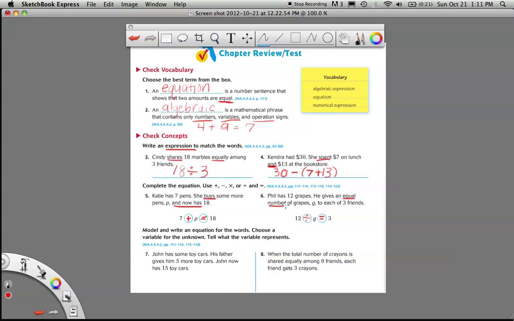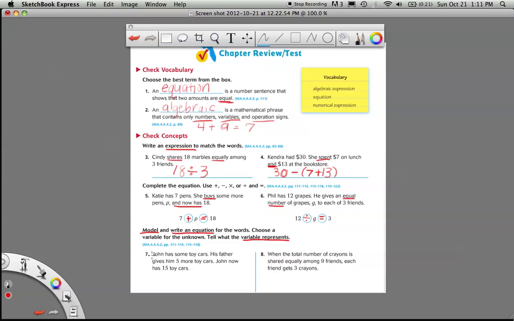Okay, number 7. We have to do 3 different things for number 7 and 8. We have to model, which means draw a picture. We have to write an equation, so we have to change the words into math. And we have to tell what the variable represents.